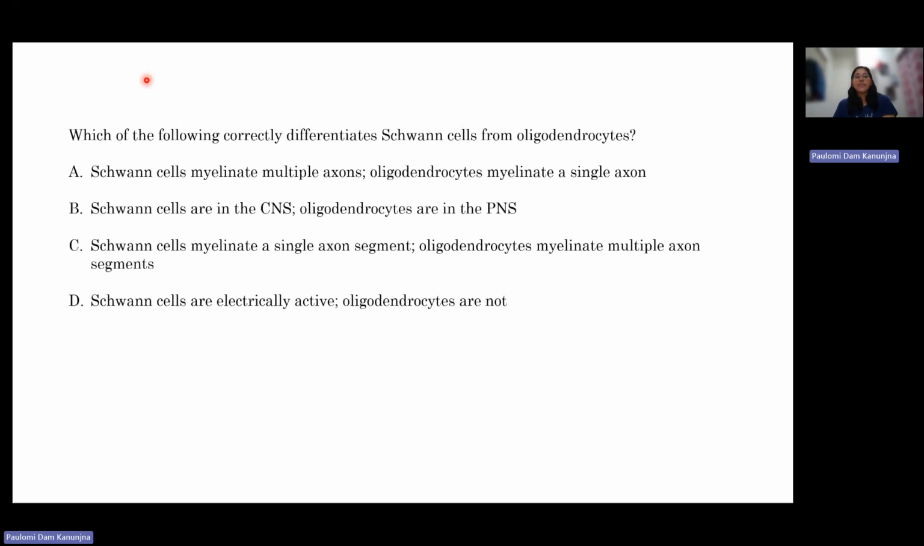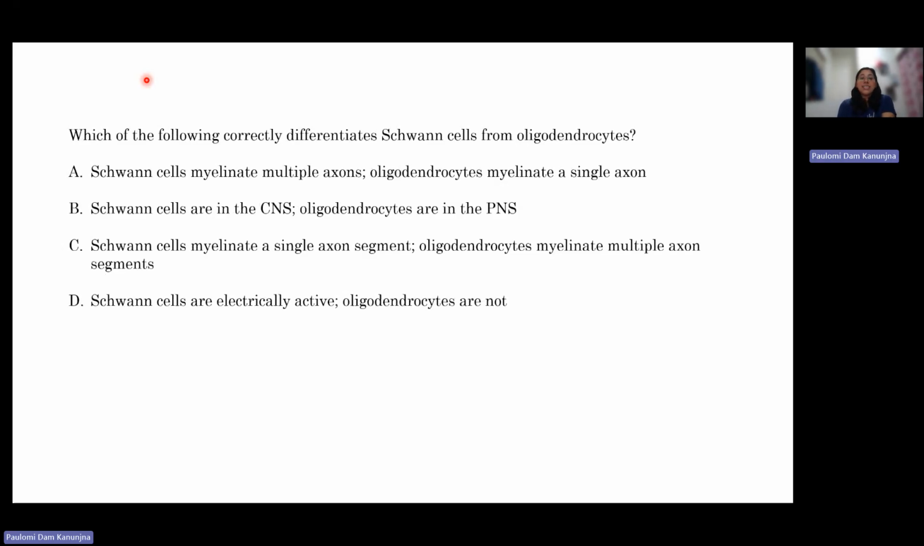Okay. Next one: which of the following correctly differentiates Schwann cells from oligodendrocytes? Now that we have already discussed this multiple times, let me read out the options for you, and I am sure as you read the options, it becomes easier to understand. The first one says Schwann cells myelinate multiple axons, oligodendrocytes myelinate a single axon. Schwann cells are in the CNS, oligodendrocytes are in the PNS.